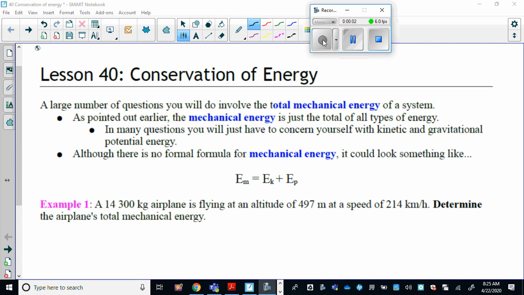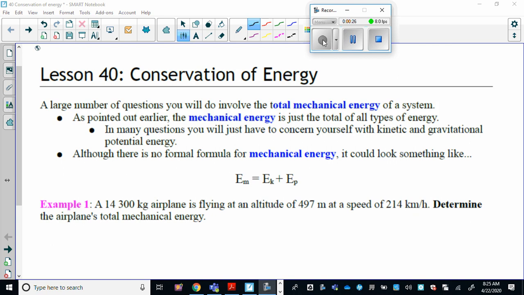Lesson 40 is the most important lesson for this unit, so we'll spend a couple of videos on this lesson, the conservation of energy, which basically says that energy is always conserved. And the lesson starts off by talking about mechanical energy. What is mechanical energy? Mechanical energy is the total of kinetic energy and potential energy.